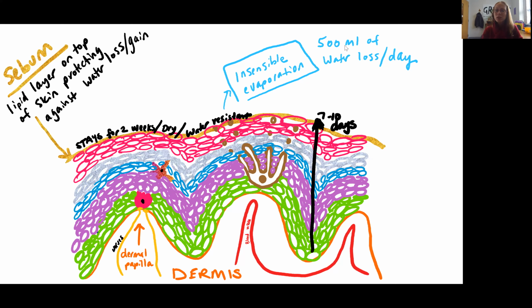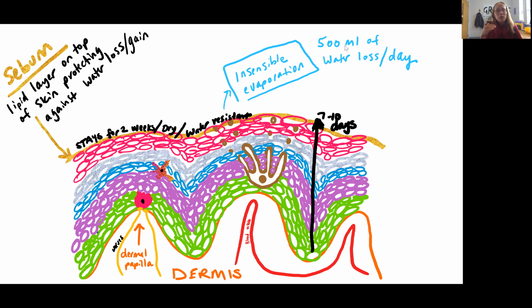You are still losing some water across your skin all the time. About 500 milliliters of water is lost every day, but this is not like sweat moisture that you can detect. And so this is described as insensible evaporation, meaning it's this water loss that's happening outside of your sensory awareness.